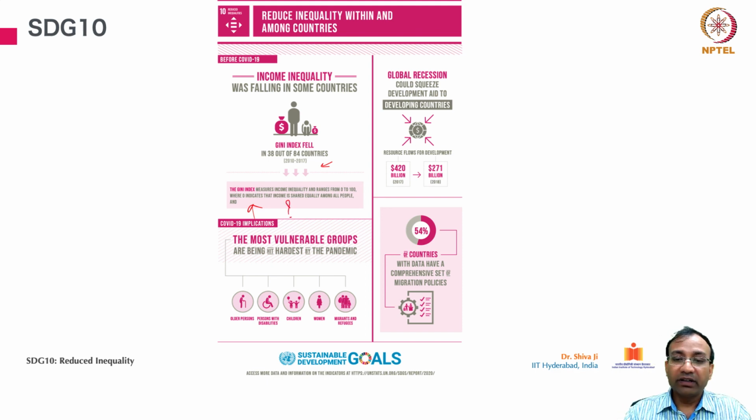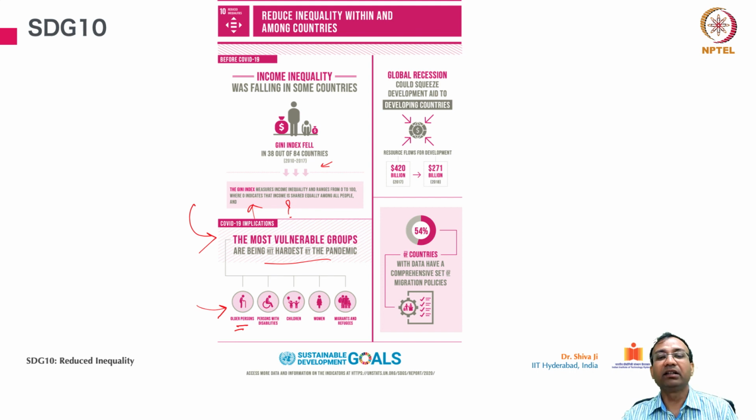Yeah, COVID-19 implications. Well, let's see what has happened. The most vulnerable groups are being hit hardest by the pandemic. Well, what are those groups? Like elderly people. We saw this coronavirus, right? It was more fatal for the elderly and people with comorbidity conditions, right?